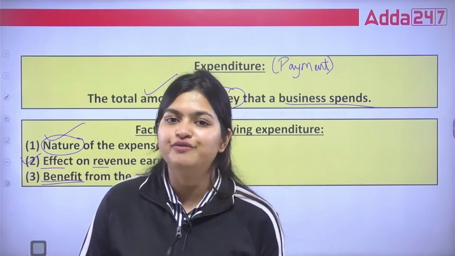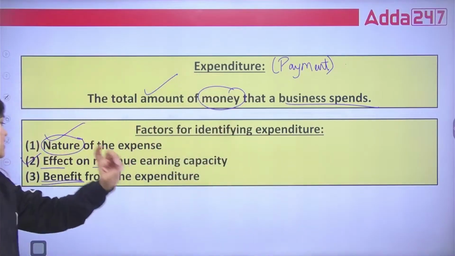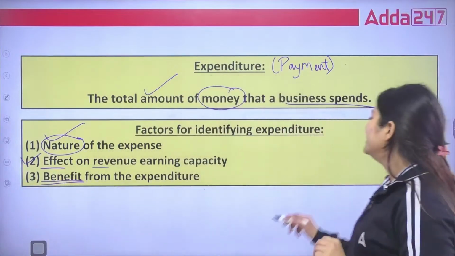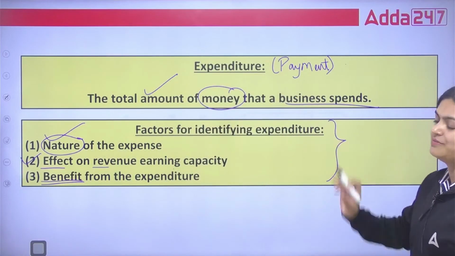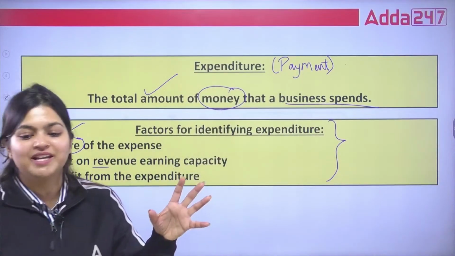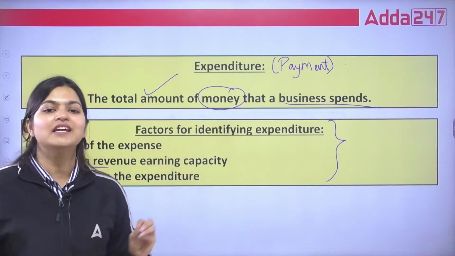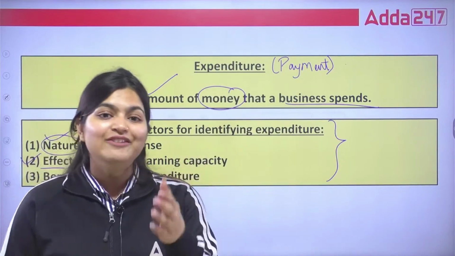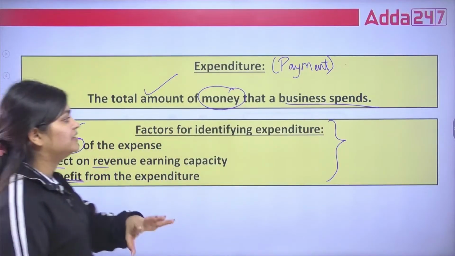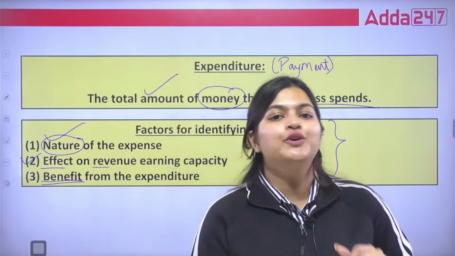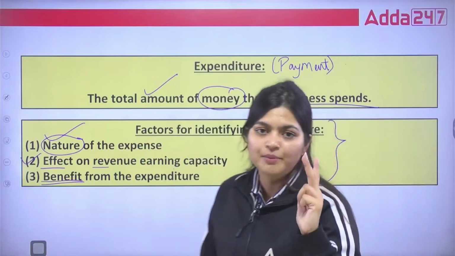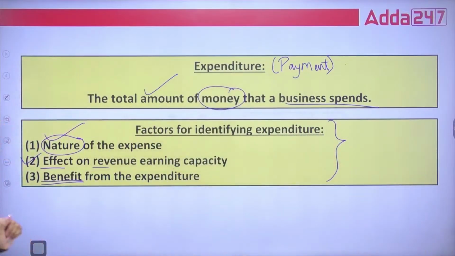So these are the three factors: nature, effect, and benefit. And you know what? In your exam, they ask direct questions based on this. So now you can say within just 6 minutes, you have covered one very important exam question. Even in your IFBF book, they have provided a question based on this: what are the factors which actually affect your expenditure? Nature, effect on your revenue earning capacity, and the benefit that you are going to get. So these are the factors.